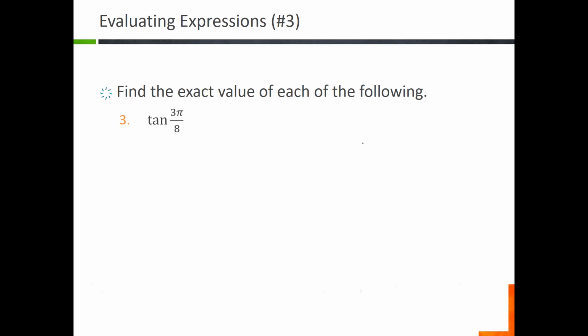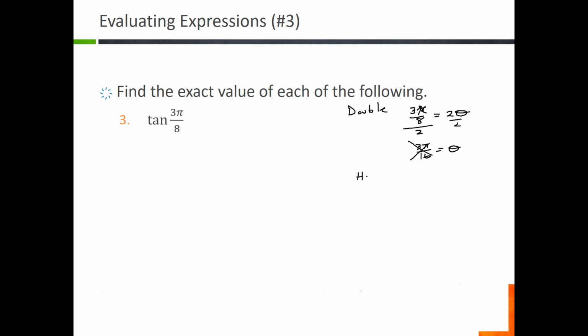So let's see if we had our double angle. That means we're thinking 3 pi over 8 is equal to 2 theta. And to solve this for theta, you have to divide both sides by 2, which is going to give us 3 pi over 16 is equal to theta. And 3 pi over 16 is not a unit circle value, so we don't want to mess with that.